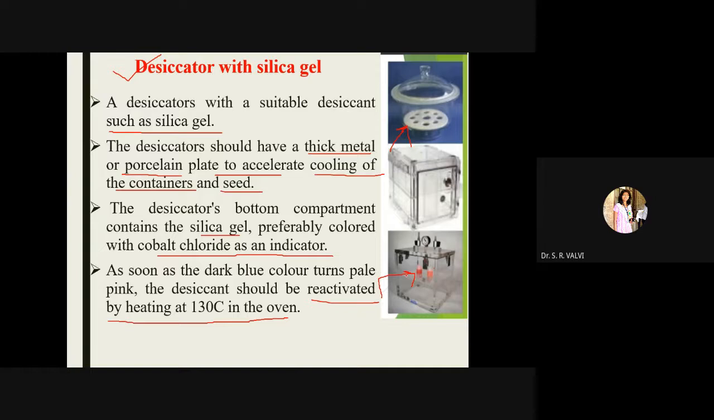So if this pale pink color appears in the desiccator, it has to be reactivated, right? How are we going to reactivate it? We have to heat it again at 130 degrees centigrade in the oven, and then we can keep seeds in it the next time to cool them down.